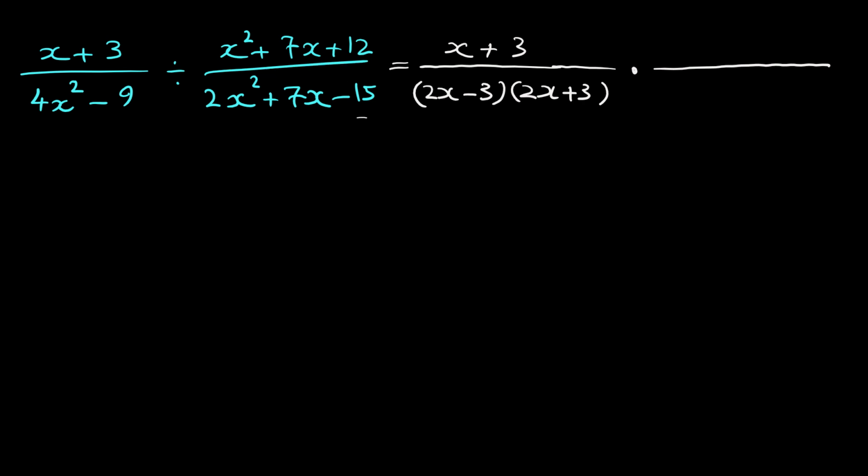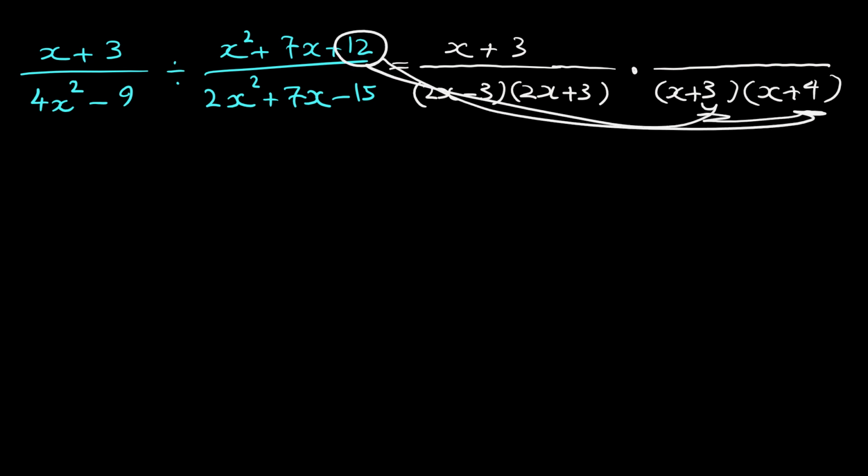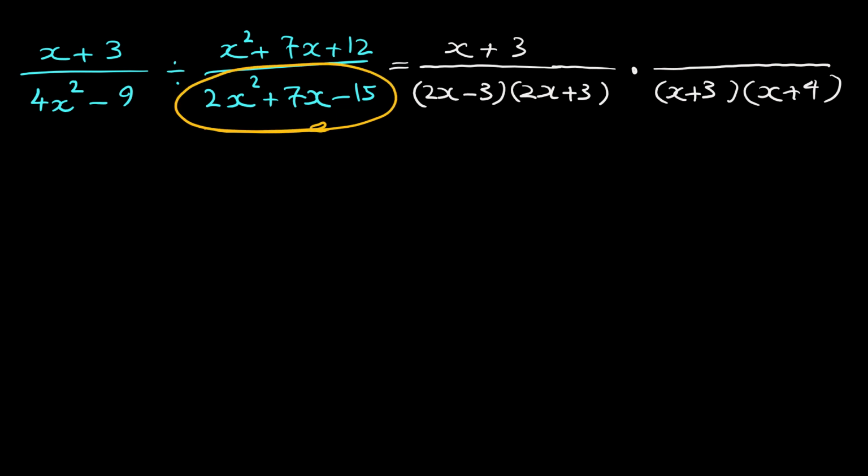So we have to factor this, and we have to write the factored form of this in the denominator. What is the factored form of x^2 + 7x + 12? The factored form of that is (x + 3)(x + 4), because 3 times 4 is 12, 3 plus 4 is 7. And we have to factor this, and we have to write the factored form of this in the numerator. So we want to factor 2x^2 + 7x - 15.